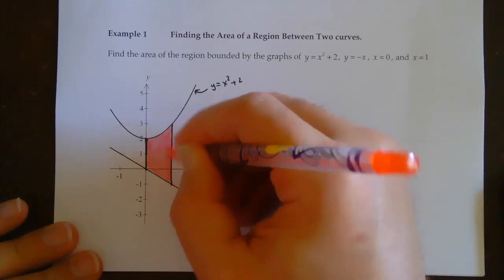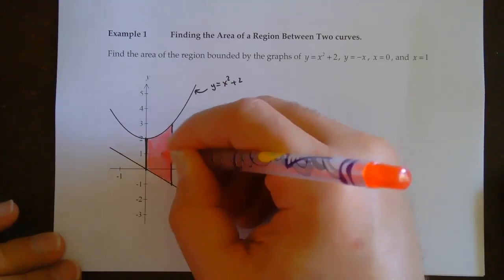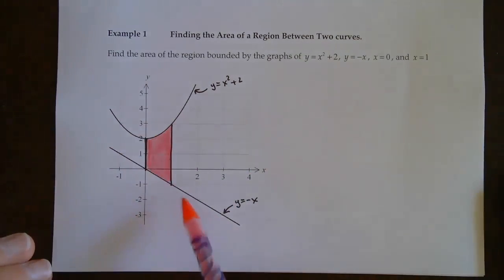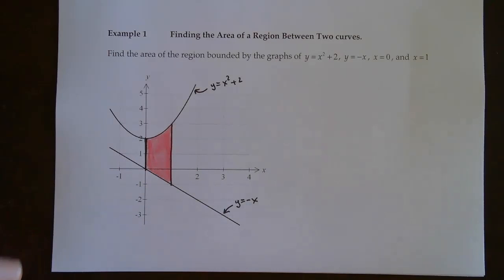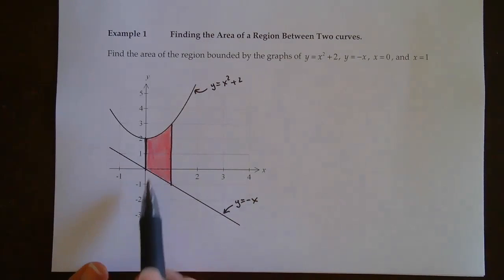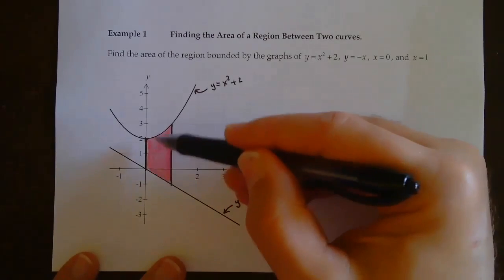So when we say bounded, it's like fences. So this is bounded on 4 sides. This is the top, this is the bottom, this is the left, and this is the right. All right, so I want to find the area of this red region. So how do I do it? Well, I want to start making rectangles. I'm going to make vertical rectangles.